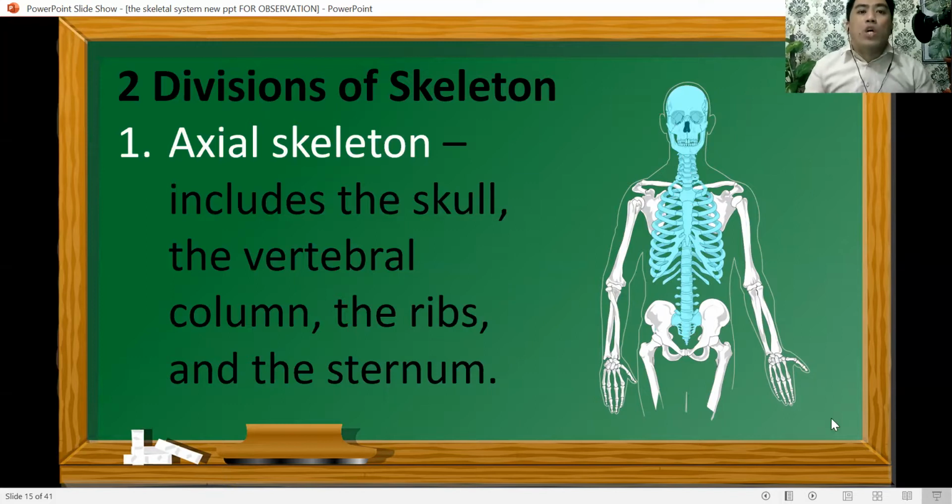So what's the function of the axial skeleton? So the main function, aside from, of course, it gives support, sila yung nagpo-protect sa ating internal organs. For example, the skull, it protects the brain. The ribs and the sternum protect the lungs and the heart, while the vertebral column protects the spinal cord.